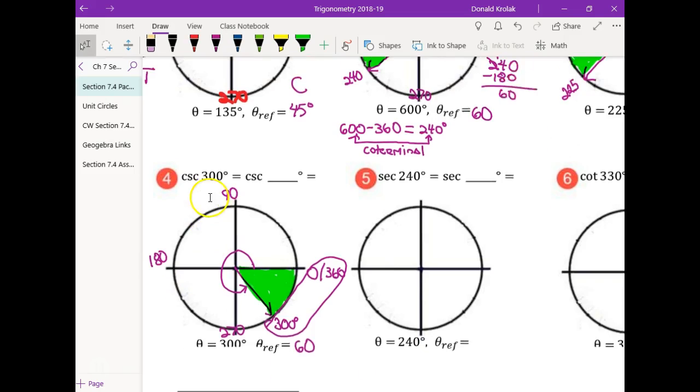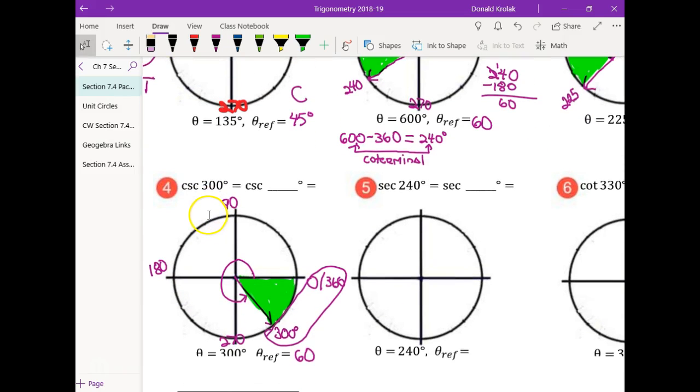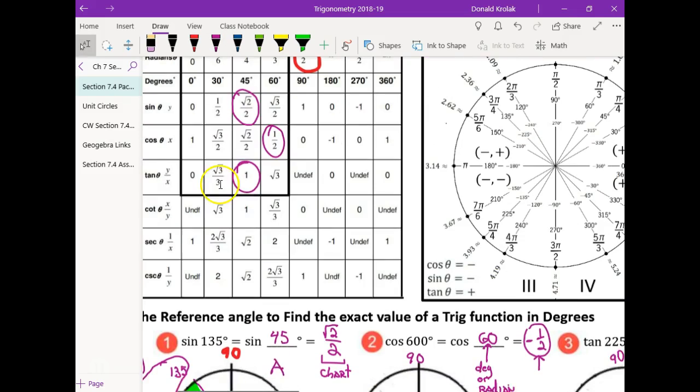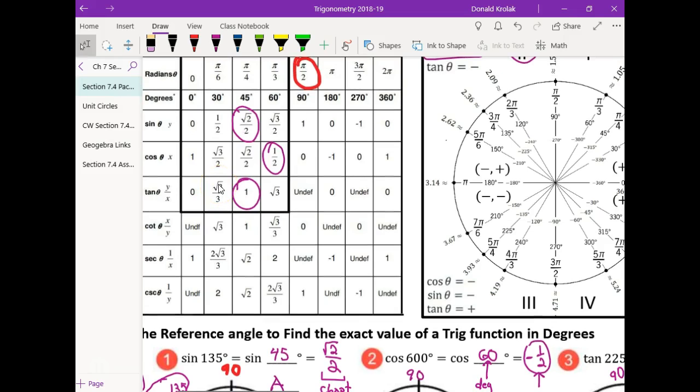Okay, now on this chart, this would be the same as the cosecant of 60, and now you just get your sign, whether it's plus or minus, and then we're going to look this up on our chart. Okay, so cosecant of 60, so here's 60 degrees, and there's our cosecant, which is the reciprocal of our sine.